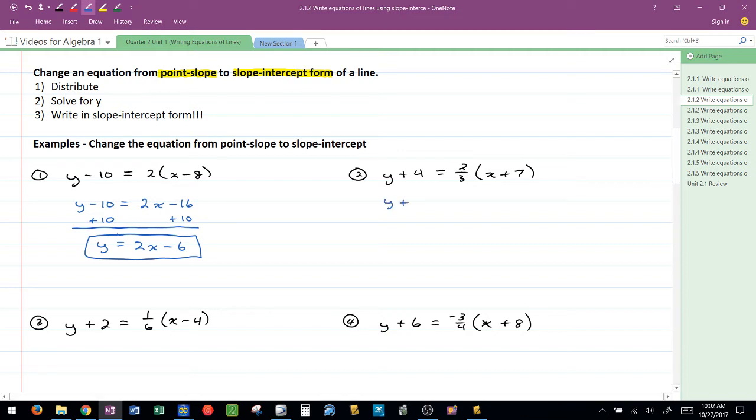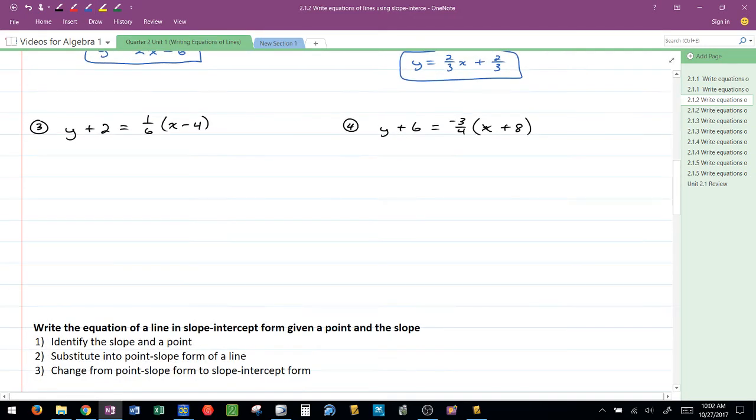I've got y plus 4. Distribute, gives me 2/3 x plus 2/3 times 7 is 14/3. Now I need to subtract this 4, but I'm thinking ahead. I know that another way to write 4 is 12 over 3. I want to write that on the right side because I already have a fraction over there. So I'm going to say minus, instead of 4, 12/3. This leaves me with y equals 2/3 x plus 14/3 minus 12/3, which is 2/3.